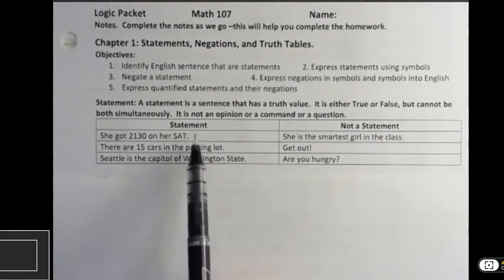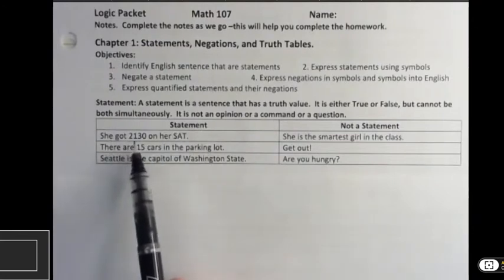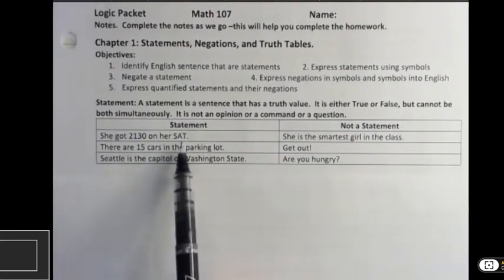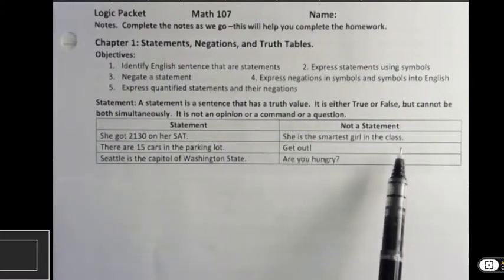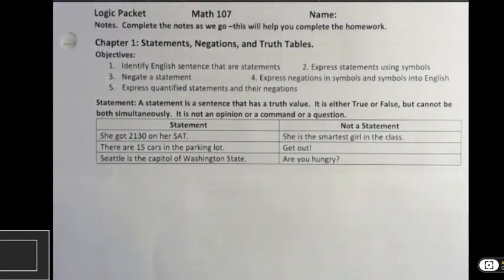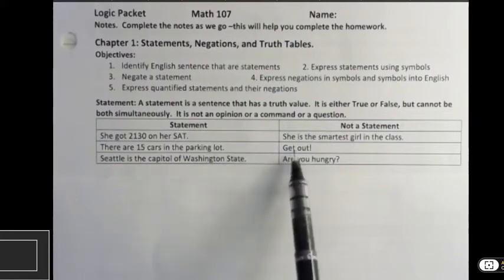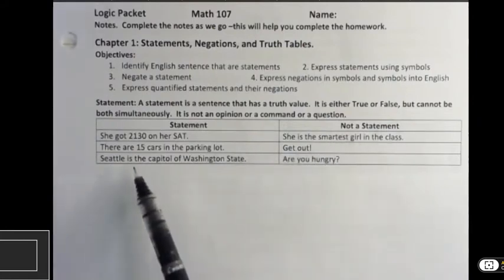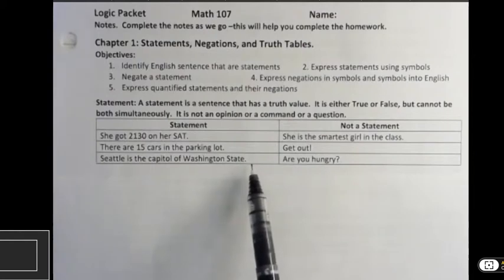So when you look at the statements here, she got 2,130 on her SAT. That's a statement. She's the smartest girl in the class. That's an opinion. There are 15 cars in the parking lot. Statement. It could be true or false. It could be 100. We don't know. It doesn't matter if it's true or false. It's just that it is a statement that can be evaluated as true or false. Get out. That's a command. Seattle is the capital of Washington State. Statement. Are you hungry? That's a question, not a statement.